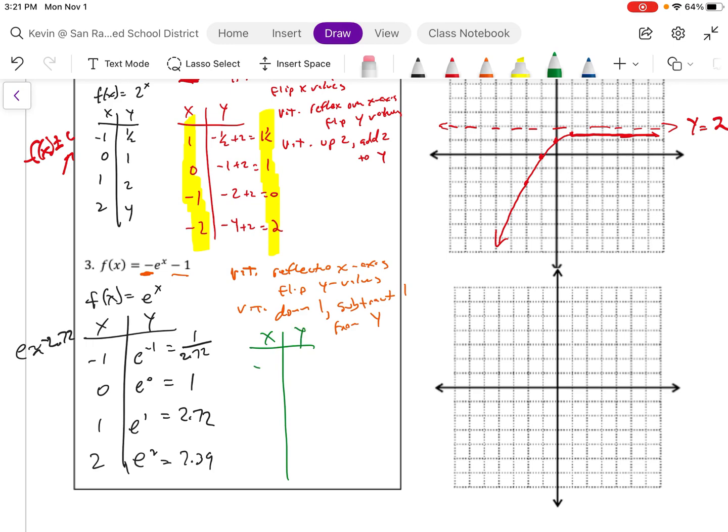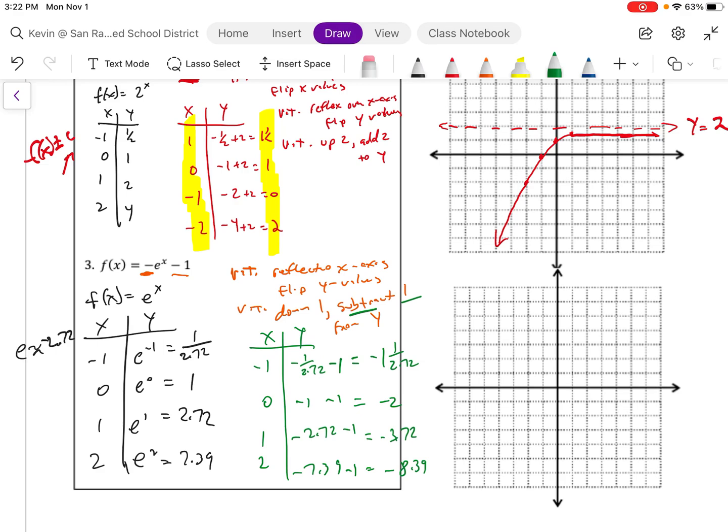x, y. Nothing changed with x. All the x values stay the same. We're now going to flip the sign of all of our y values: negative 1 over 2.72, negative 1, negative 2.72, and negative 7.39. Lastly, we're going to subtract 1. So minus 1, minus 1, minus 1, minus 1 equals negative 1 and 1 over 2.72. You could say 1/3 if you want. Negative 2, negative 3.72, and negative 8.39.